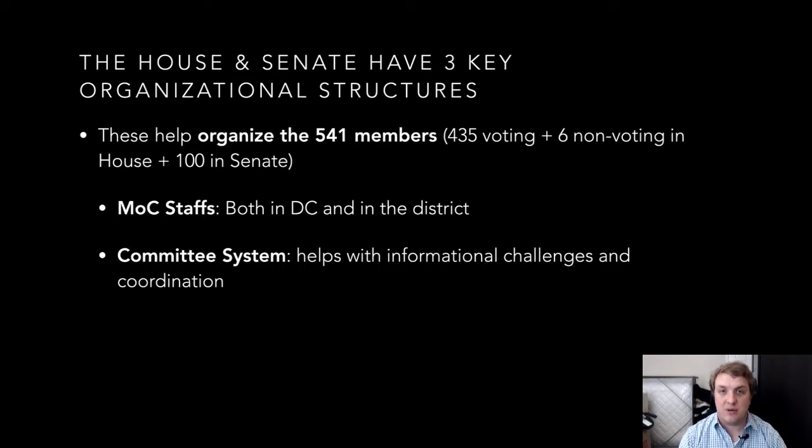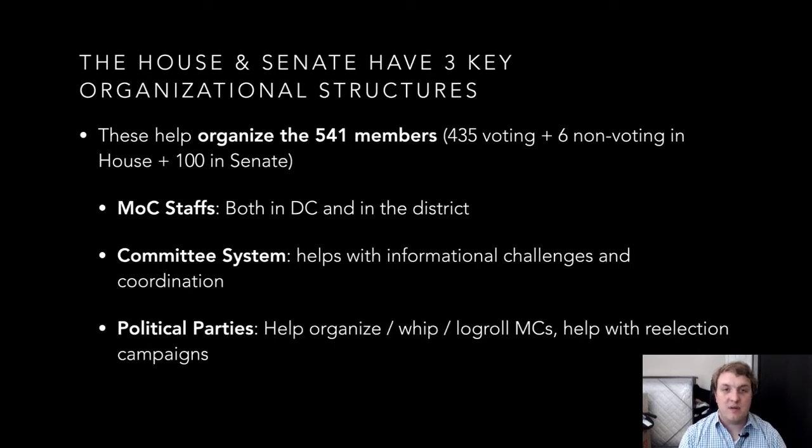So you have committees for particular policy topics. And overarching over both of these, you have parties that help organize or whip, or get people in line to vote a particular way, or to log roll, to vote trade, or build legislation that makes a lot of people happy. They also help members of Congress, abbreviated MCs, with re-election campaigns. Parties have an integral role in all of these structures, and it's impossible to overstate how important they are.